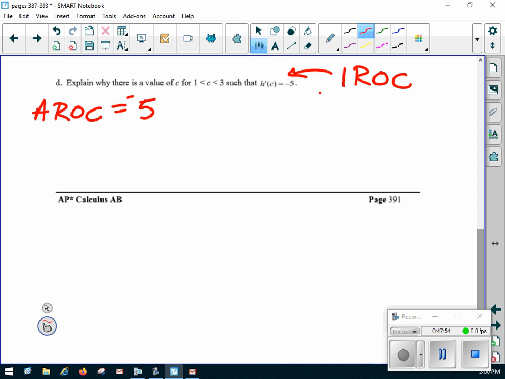So here's what you're going to say. The function is continuous and differentiable, so the mean value theorem applies, which means there has to be some value between 1 and 3 so that A-rock equals I-rock. Get it off SparkNotes. Just get it off his notes.